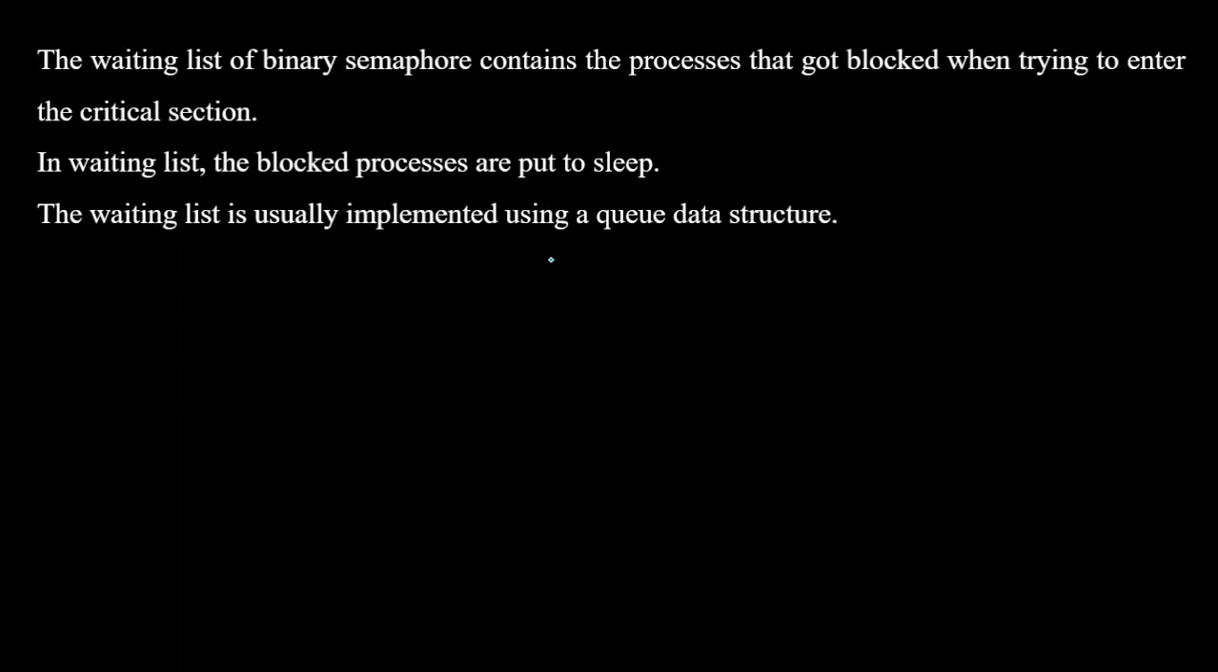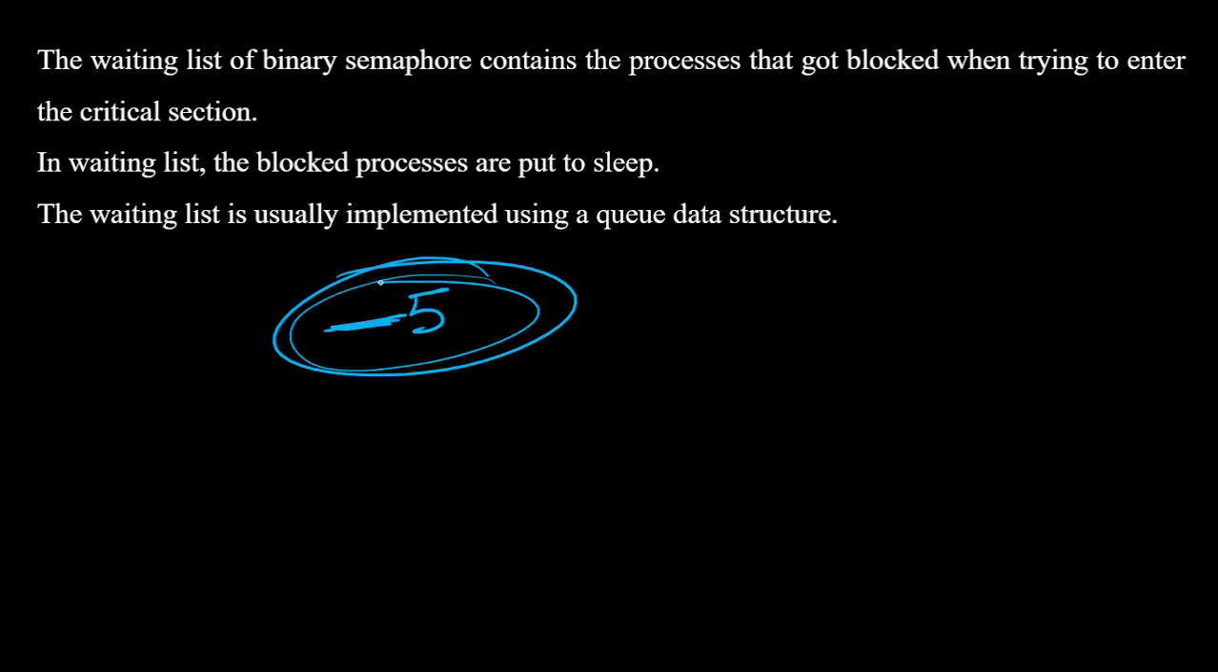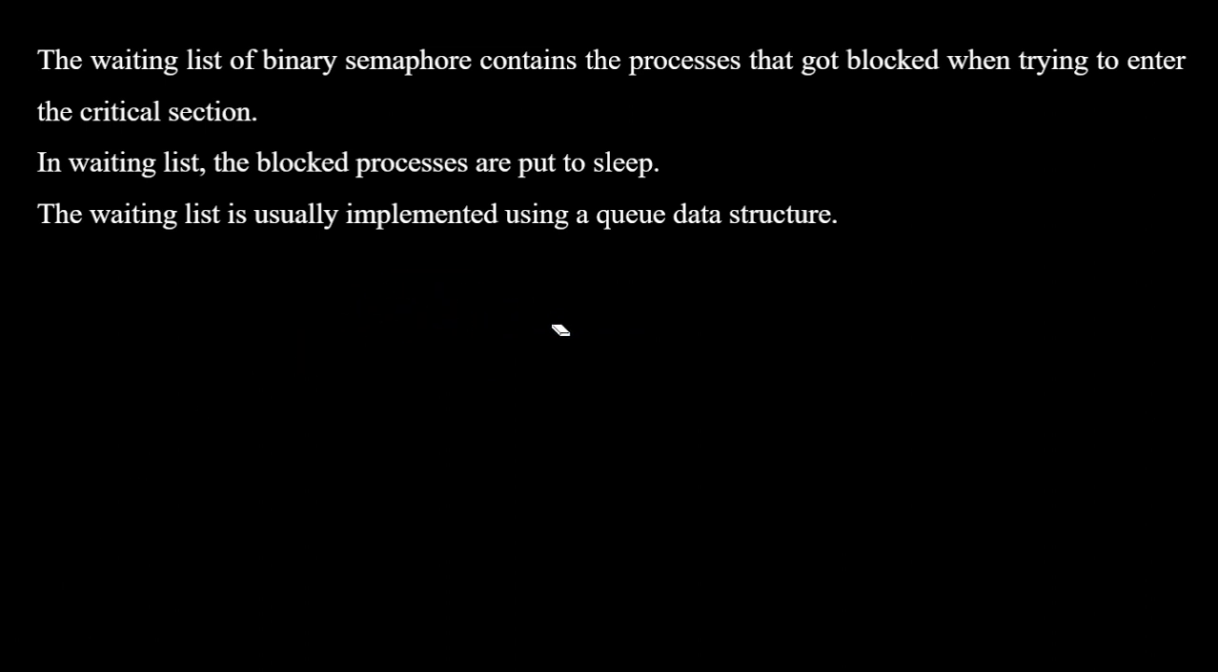नाउ नेक्स्ट व्हाट वी हैव, वेटिंग लिस्ट होती है. ठीक है. अब वहां पे भी काउंटिंग सेमाफोर में वेटिंग लिस्ट थी कि इफ सेमाफोर इज हैविंग अ नेगेटिव वैल्यू, दिस मींस दैट दीज नंबर ऑफ प्रोसेसेस आर देयर इन द वेटिंग लिस्ट. ठीक है. Similarly, in binary semaphore also we are having this waiting list. The waiting list of binary semaphore contains the processes that got blocked when trying to enter the critical section. In waiting list, the blocked processes are put to sleep. The waiting list is usually implemented using a queue data structure.